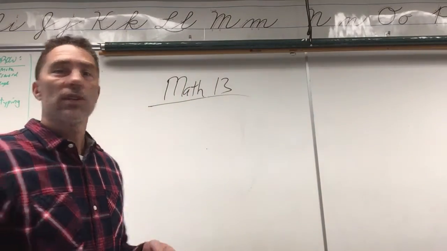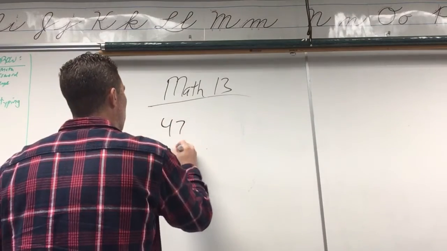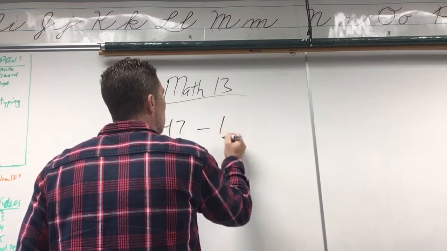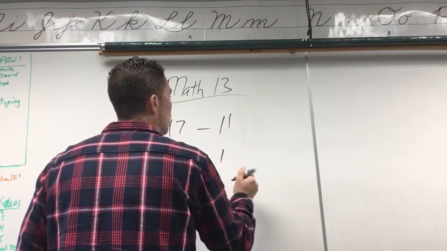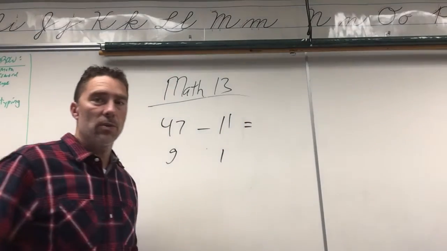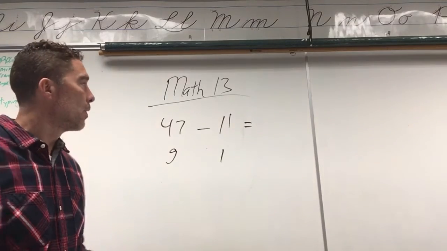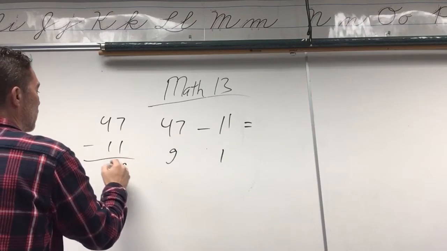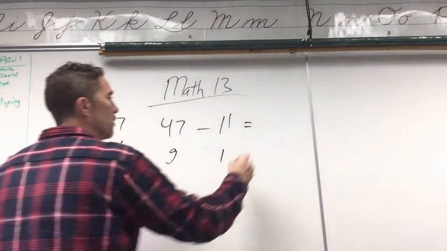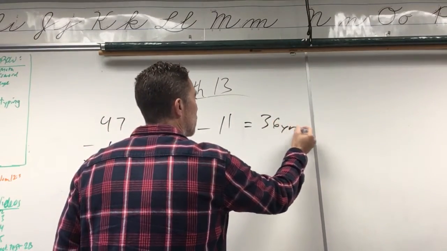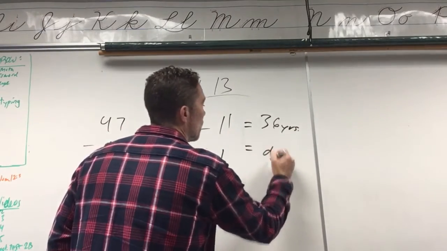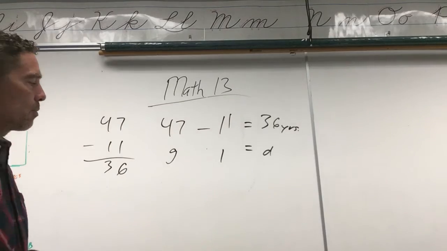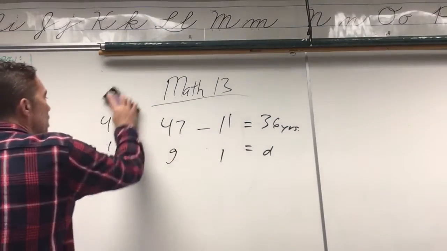If I'm 47 years old, that's the greater, and you are 11 years old, that's the lesser. What's the difference between our ages? Okay, so 47 minus 11, we got 6 and we got 3. The difference is 36 years. And that equals the D, the difference. And I think most of us are pretty well versed on that.